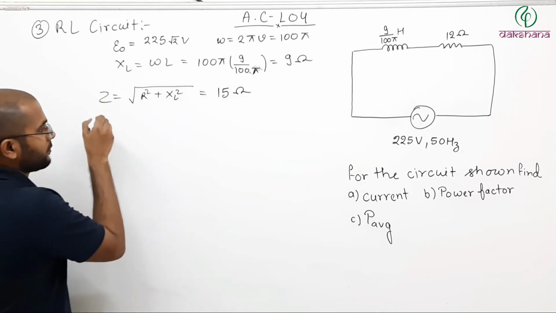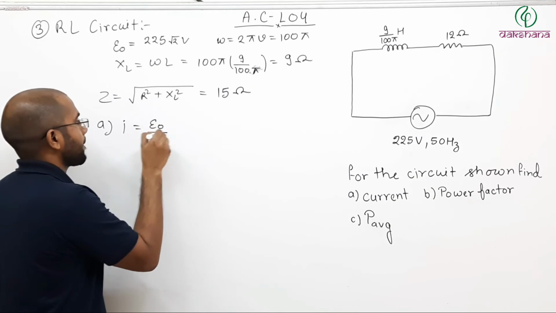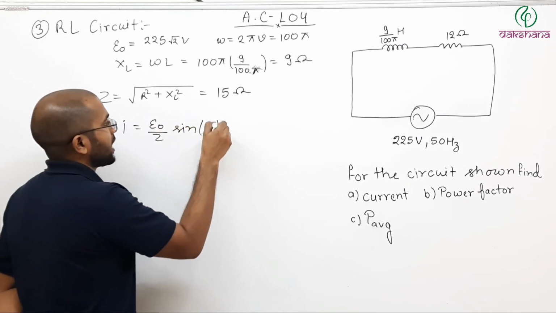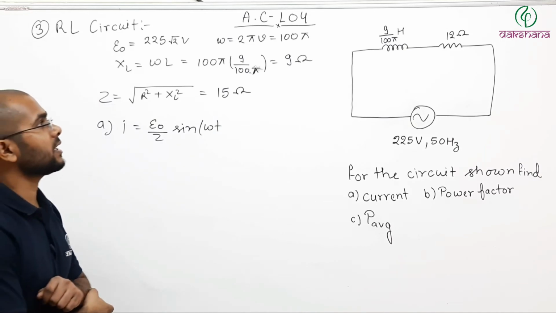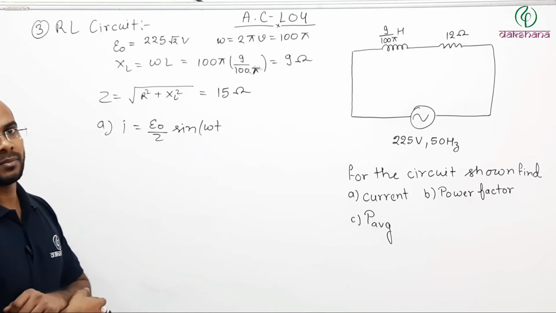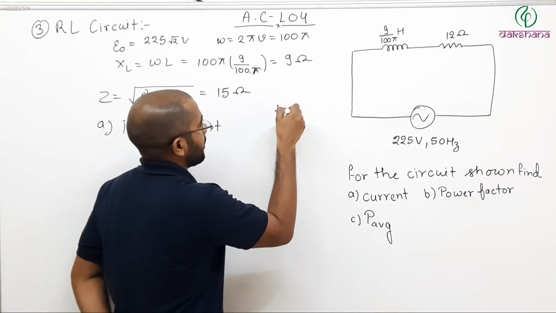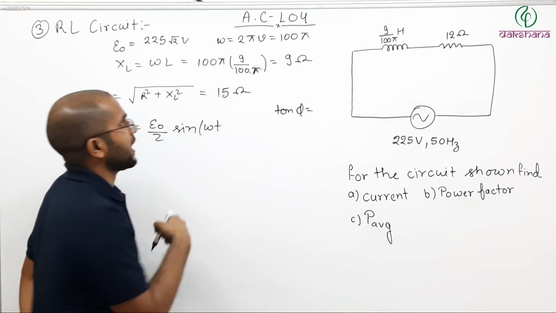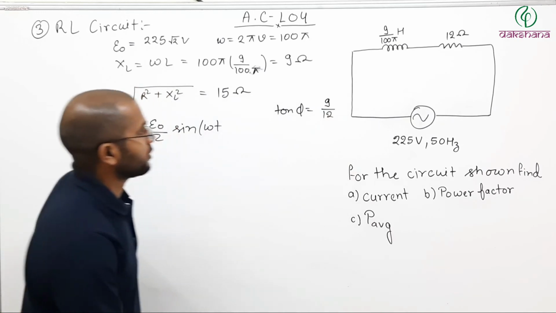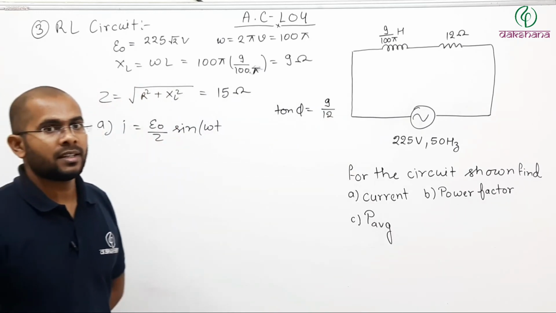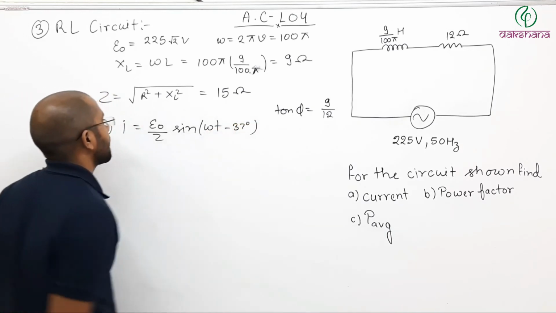Now you can find the current. So first, current I is nothing but I naught sine of omega t minus phi. What is I naught? E naught by Z. So minus phi. Why minus phi? Because it is an inductor. In case of an inductor, it is minus because current lags the EMF. So how will you find phi? Tan phi is nothing but XL by R. XL is 9, R is 12. So 3 by 4. So phi is 37 degrees. So minus of 37 degrees, like this.